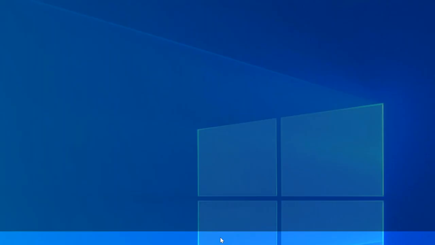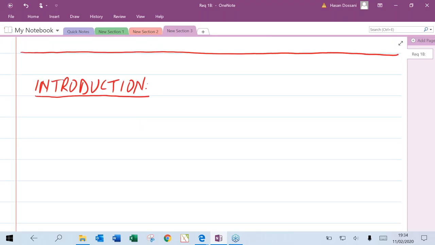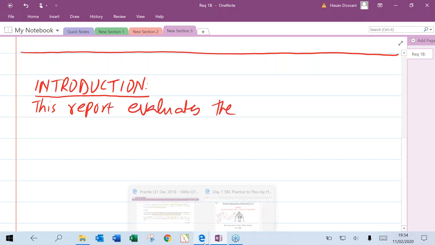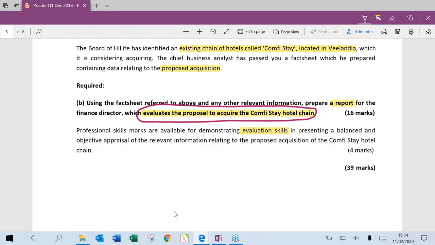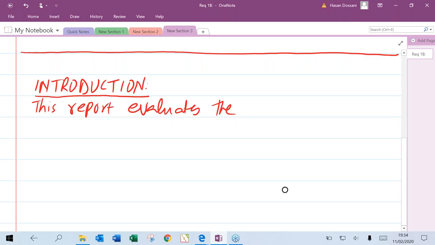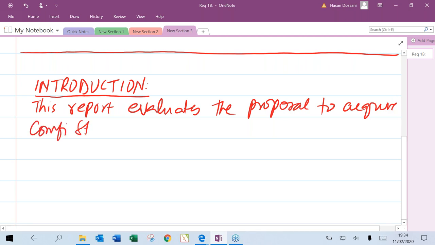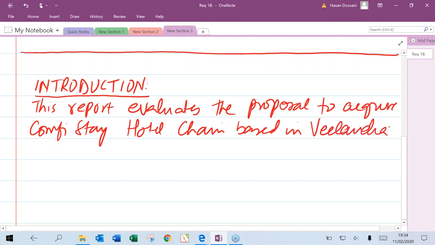Do not waste your time drafting a flowery, beautiful opening sentence. We have to save time, just be very short. This report evaluates the proposal to acquire Comfy Stay Hotel chain based in Villandia. That's it.